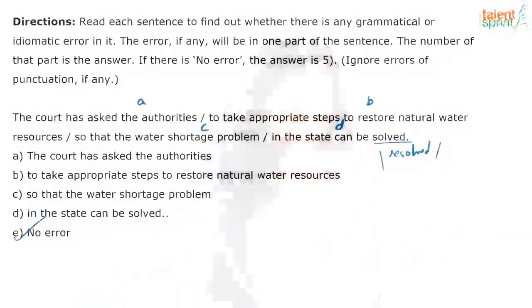So which means the problem was already there and then there was a solution to it. But when I say solved, I'm talking about the problem not necessarily existing. Maybe it just cropped up. Solved is more like what logical action we can take to the current problem that we are facing, right? So let's go back to the context. The court has asked the authorities to take appropriate steps to restore natural water resources so that the water shortage problem in the state can be solved.